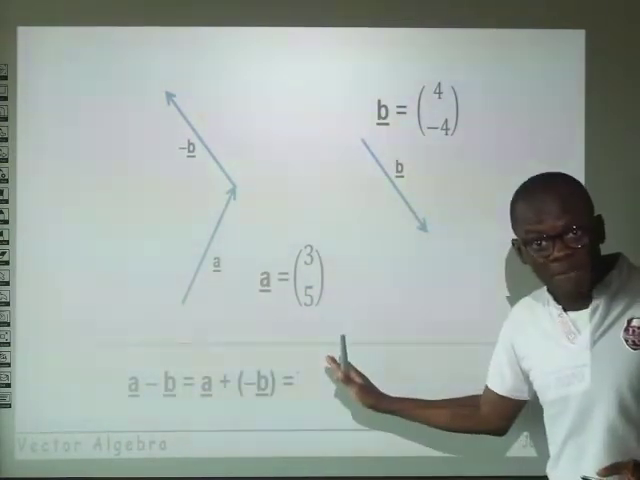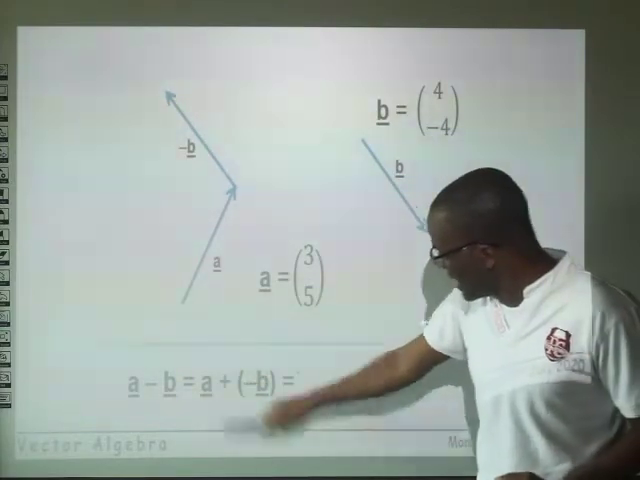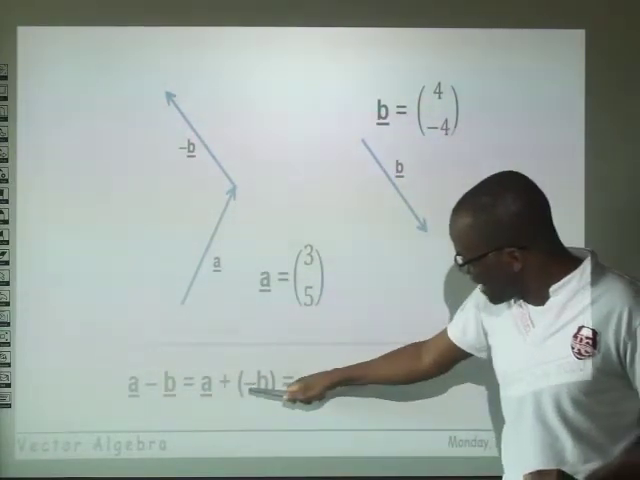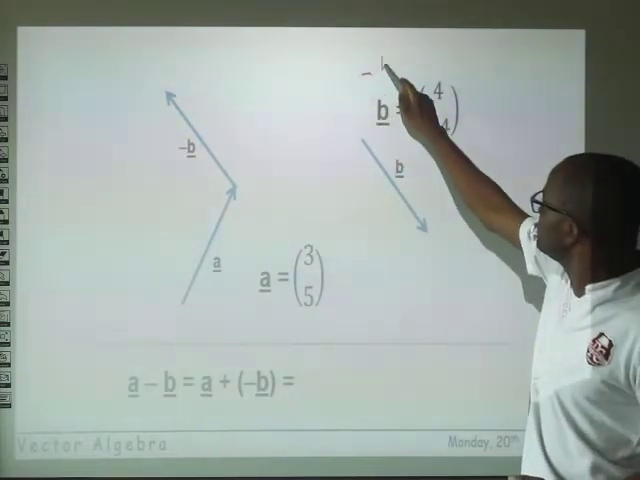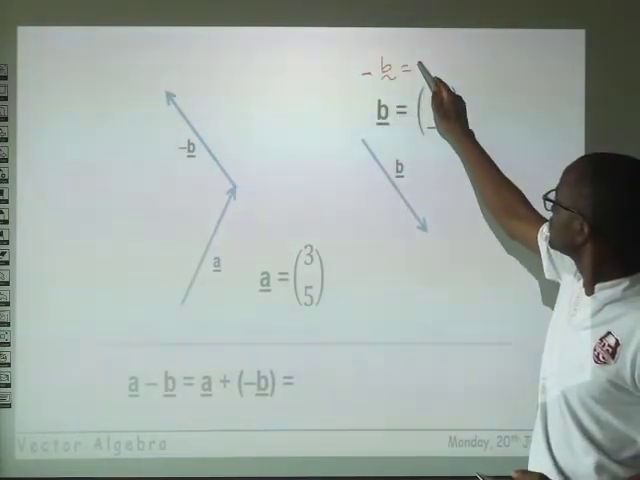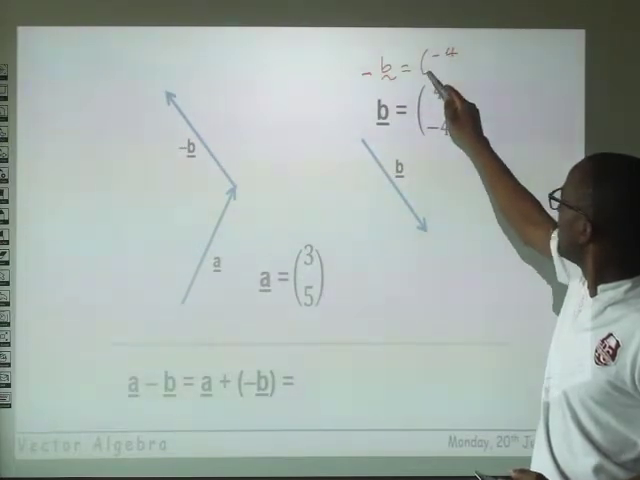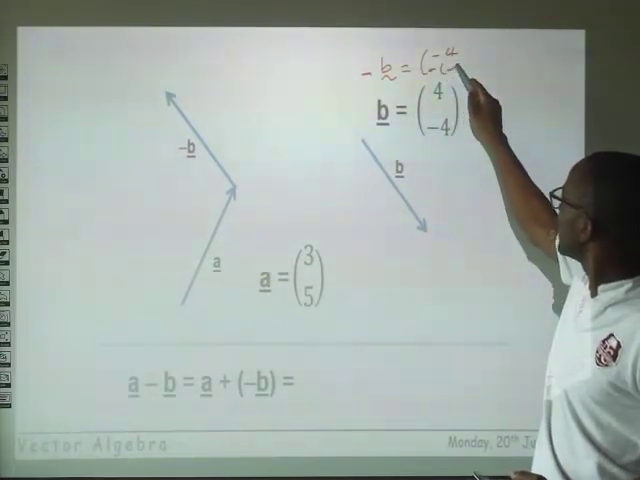But in component form, remember you have A, there's your A, but this time minus B. So it's going to be minus B, which is (-4, 4).